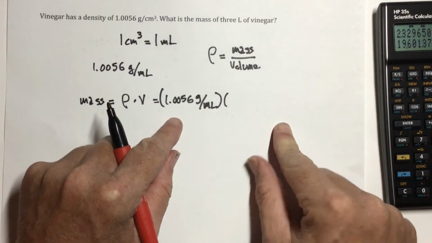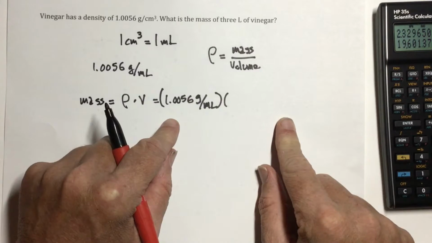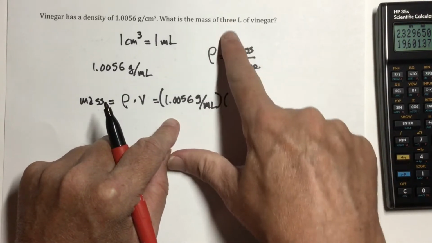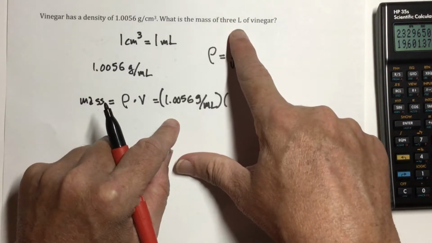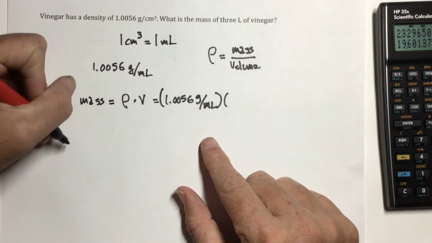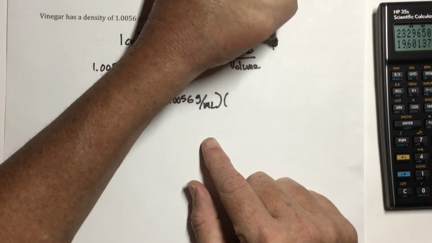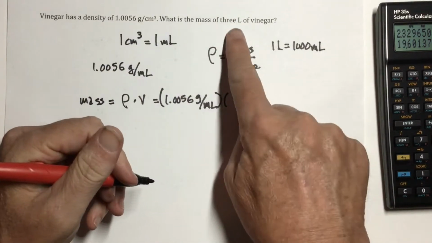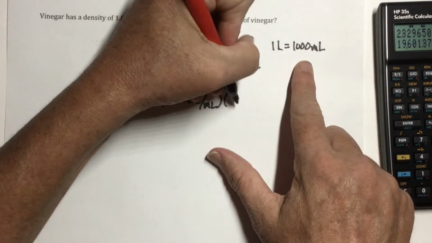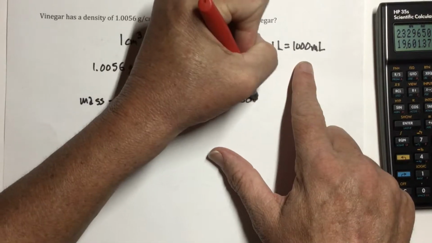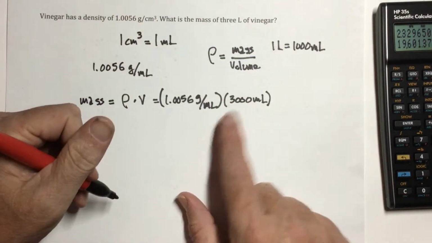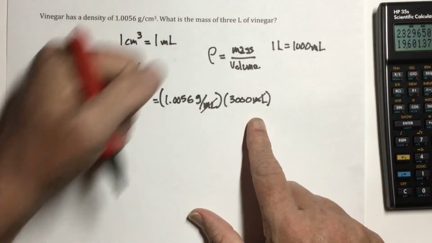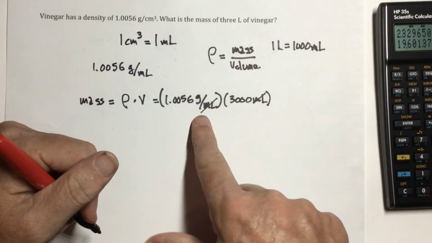They either both have to be in milliliters or both have to be in liters, and it's going to be easier for us to convert 3 liters into milliliters, because you will recall that 1 liter is equal to 1,000 milliliters. So 3 liters of vinegar would be 3,000 milliliters of vinegar. And because milliliters is in the denominator here and the numerator there, milliliters cancels out. We're left with grams, which is what we'd expect after finding mass.